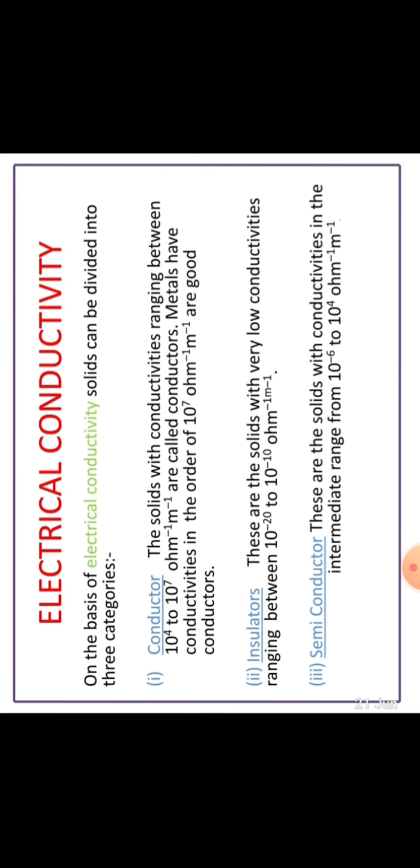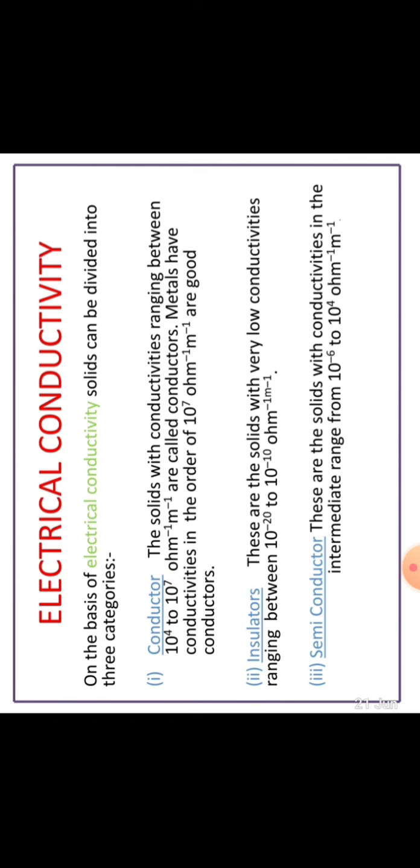So the measurement of conductivity is done in terms of ohm inverse and meter inverse. So the conductivity of conductors, if it is ranging from 10 to power 4 to 10 to power 7 ohm inverse meter inverse, these are called conductors. A very good example of conductors is metal. You know, all the metals are good conductors of electricity.